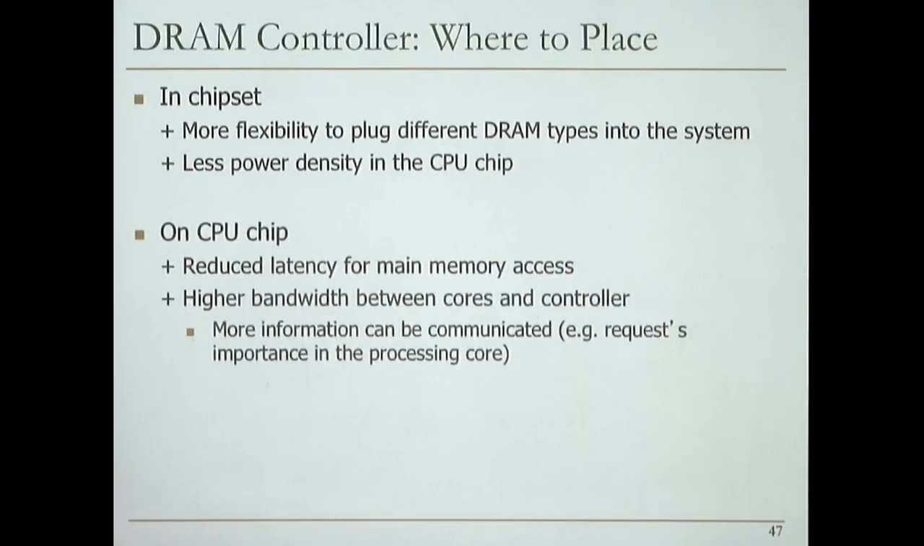And you also have higher bandwidth between the cores and the controller, so you can actually communicate more information. For example, the request's importance to the processing core. Whereas if the memory controller is in a separate chip, that information requires some pin, perhaps, right? Unless you can encode that with some other pin, which is usually not the case. So that's one of the major advantages on the CPU chip. For example, if you have a prefetch request, you may want to treat it differently from a demand request. And if you want to communicate the request type, that requires some pins if the memory controller is in a different chip.